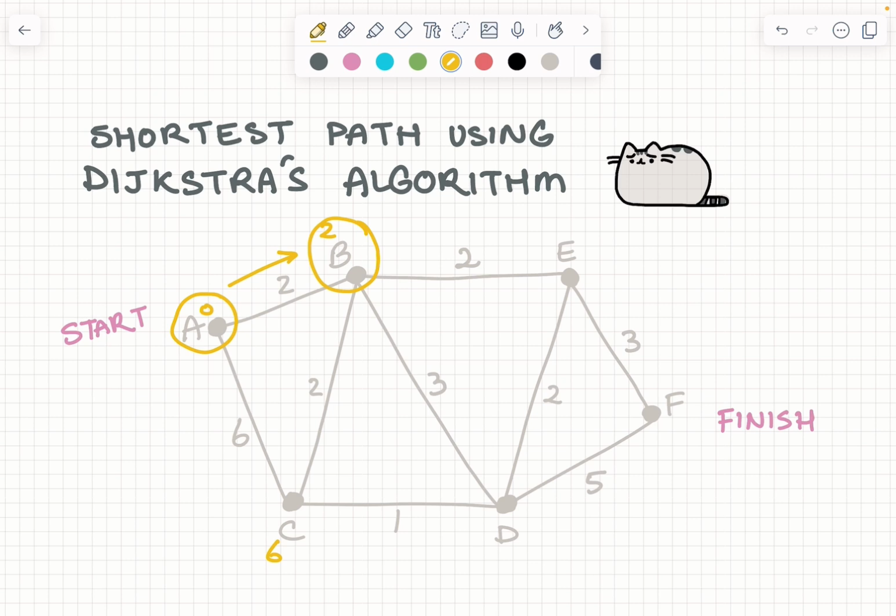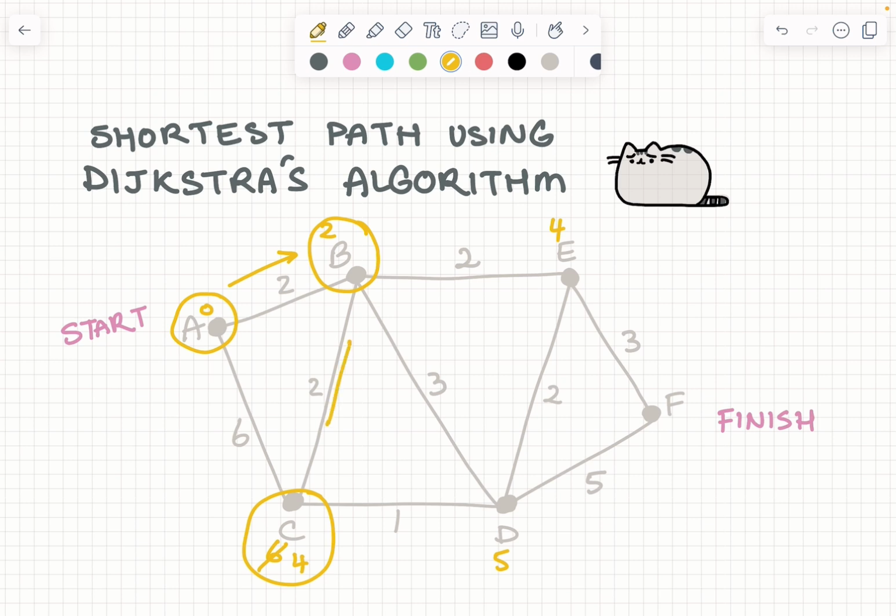And now we'll look at the neighbours of B. So to get to C, we can actually get there with 4, that's better. To get to D, 2 plus 3 is 5. And to get to E, 2 plus 2 is 4. Now we have 2 neighbours of B that have the same value. C is 4 and E is 4. So we could choose either of them. Just choose one and see what happens. It'll all get worked out in the process.